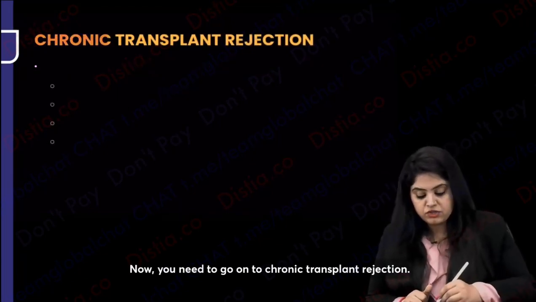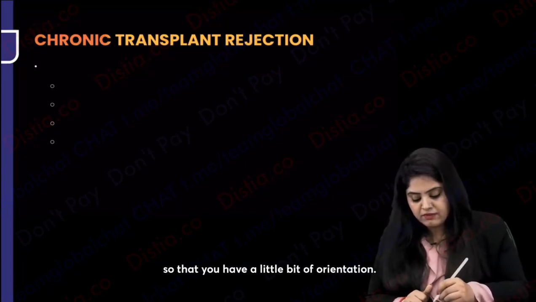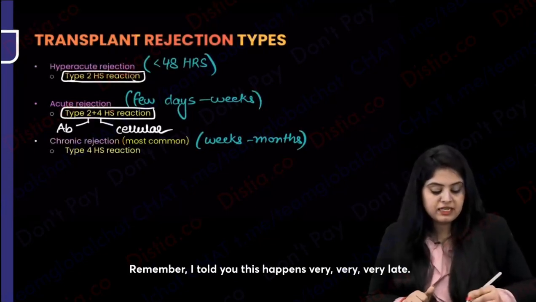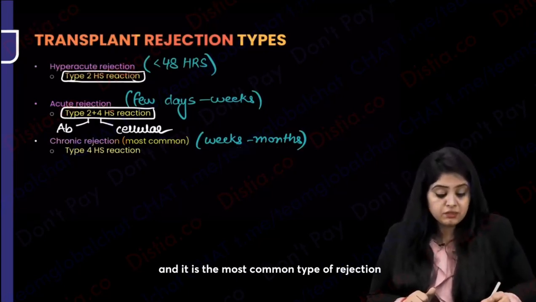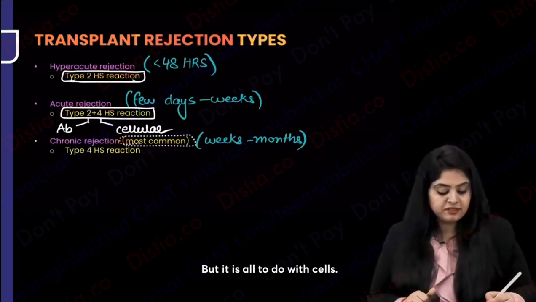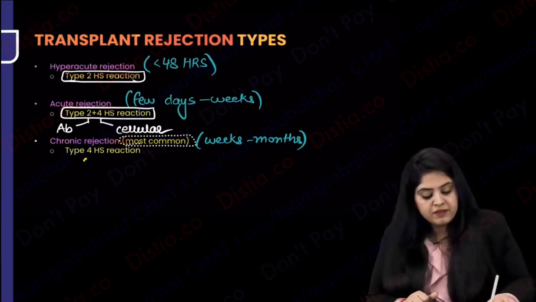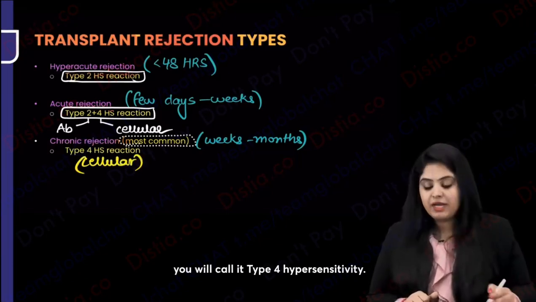chronic transplant rejection. Remember, chronic was the friend zone. Let me show you that slide once again so that you have a little bit of orientation. Remember, I told you this happens very, very late. It happens after many weeks to months. It is like friend zoning a person, and it is the most common type of rejection that you have. But it is all to do with cells. When it is all to do with cells, which hypersensitivity will you call it? If it is all to do with cells, you will call it type 4 hypersensitivity.